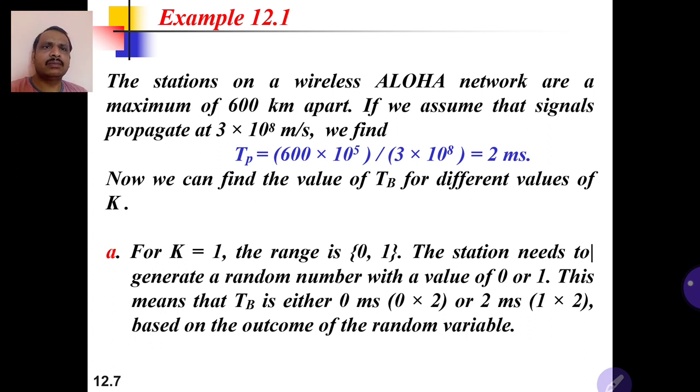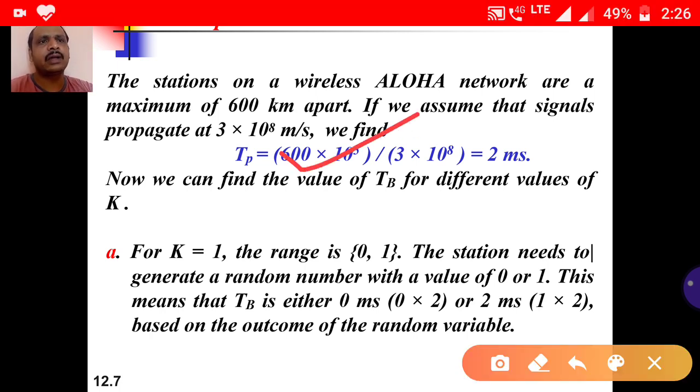We know the relation between velocity, time and distance. TP is the propagation time, distance over velocity. 600 kilometers, we can convert it into meters. It becomes 600 into 10 to the power of 3 meters, divided by 3 into 10 to the power of 8 meters per second. Now TP is 2 milliseconds.